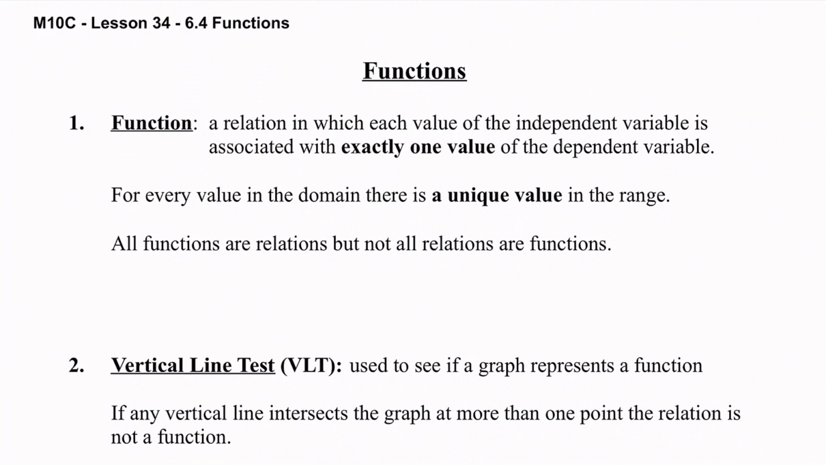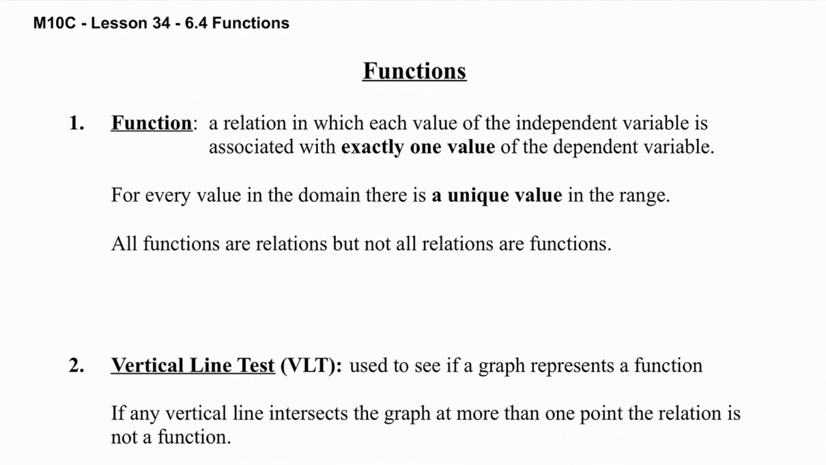It says a function is a relation in which each value of the independent variable is associated with exactly one value of the dependent variable. What that means is every value that you're inputting into an equation, you're going to get out exactly one output, or one dependent variable. The reason it was called the independent variable again was because you get to pick the values that you put into the function. And the reason they were called dependent was because it depended on whatever you chose for the independent variable.